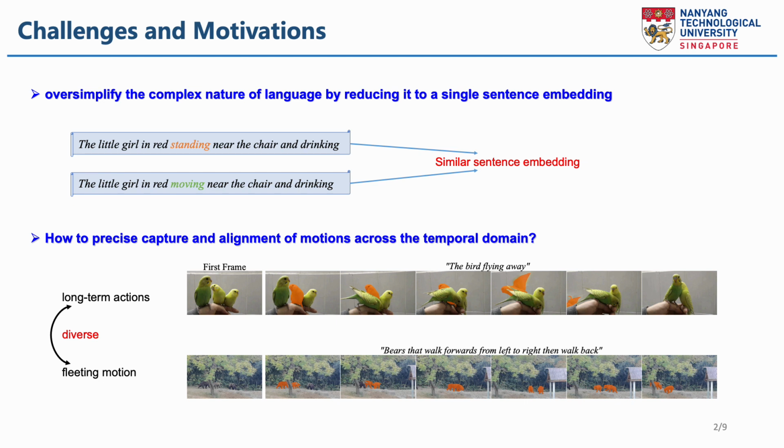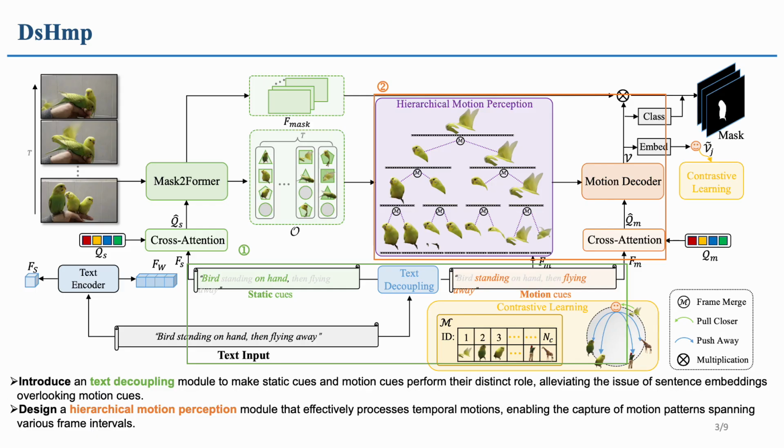On the other hand, the precise capture and alignment of motions across the temporal domain is a challenging issue. The motion cues provided by expressions may span a variable number of frames. For example, there are brief actions that occur over a few frames, like flying away, as well as long-term actions that persist throughout the entire video, such as, "walking from leftmost to rightmost." The unpredictability of the number of frames in which these actions occur greatly intensifies the challenge and complexity of capturing and comprehending motion. To solve the above challenge, we propose our approach DSHMP.